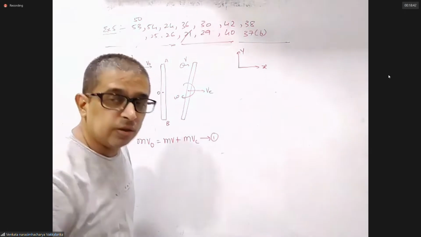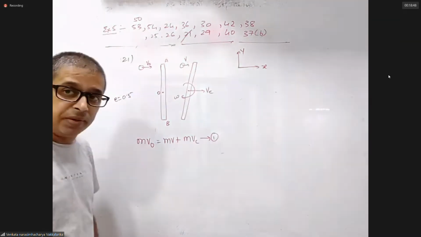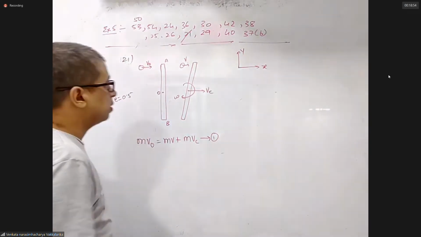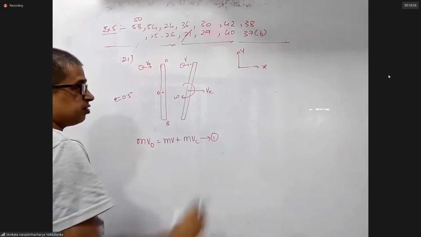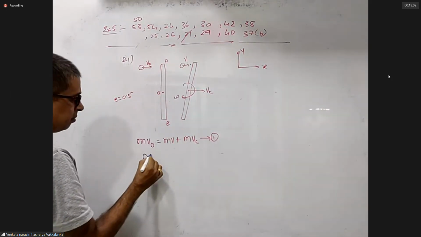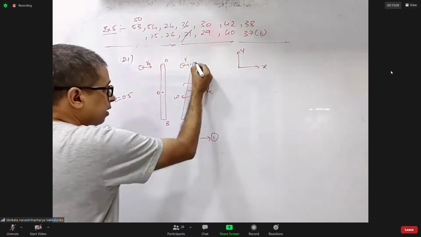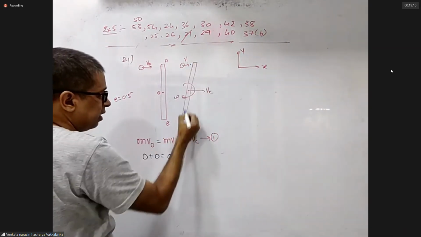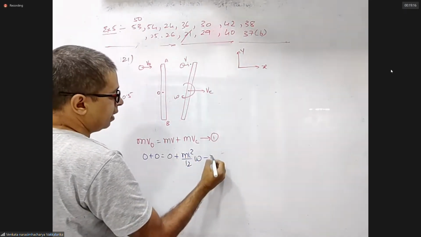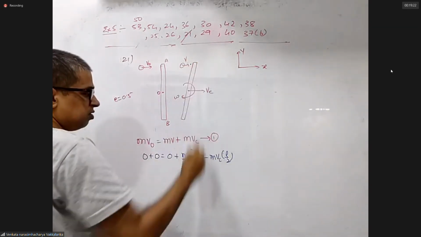Angular momentum, you want me to conserve about which point? You tell me the choice. You have been taught the points about which you can conserve angular momentum. Point of contact. Point of contact in air which is at rest. Yes or no? Yes, sir. So initial angular momentum is 0 plus 0, equal to final angular momentum, which is 0 plus angular momentum of the rod about this point. It is angular momentum of the rod about center of mass, m l squared by 12 into omega, minus m vc into L by 2. Angular momentum of this with respect to this is anti-clockwise.